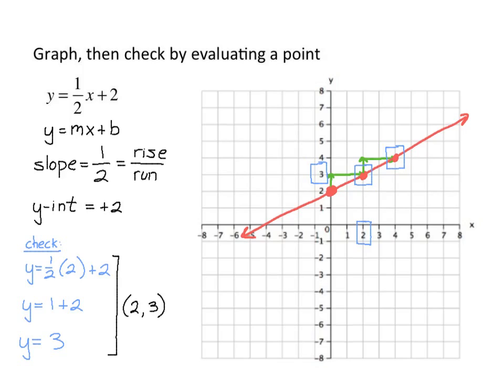Notice if I plot that, the ordered pair (2, 3) is right here, that point that fell right on top of our line, so it looks like we did everything correctly.